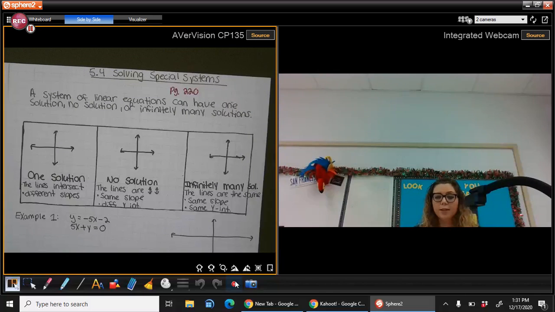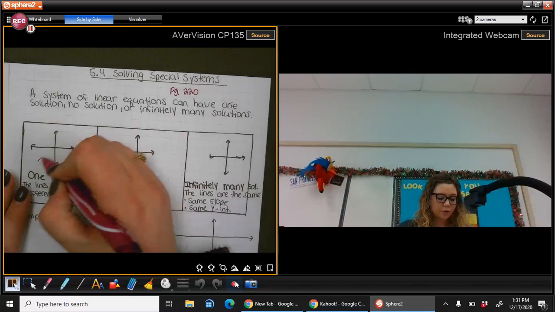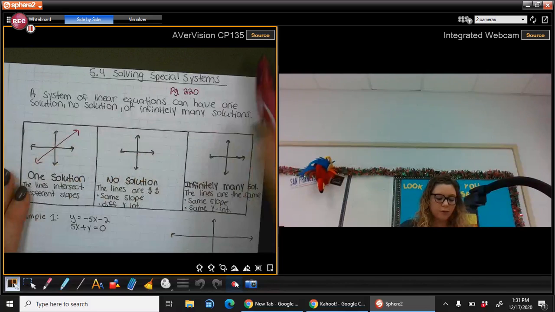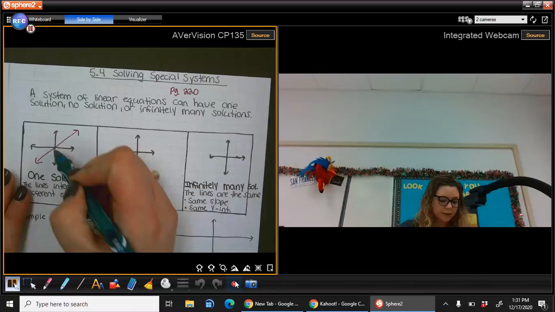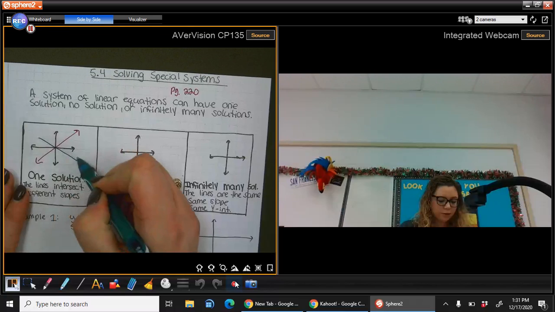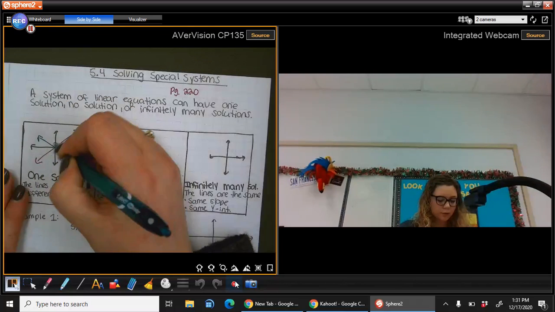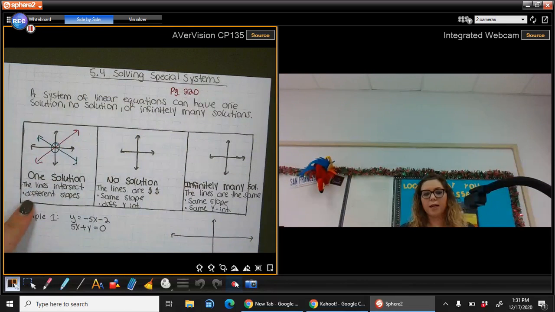If you have one solution, your lines are going to intersect each other. And we know where they intersect, that is going to be your solution. So they intersect right there. They're going to have different slopes.